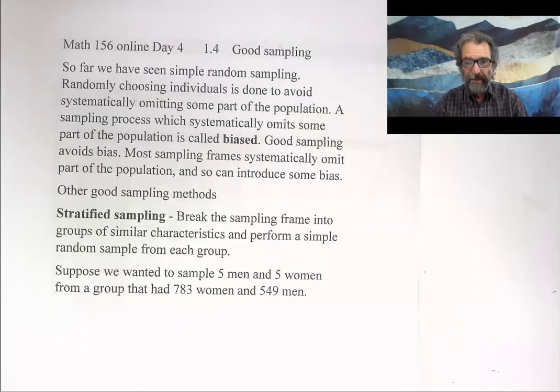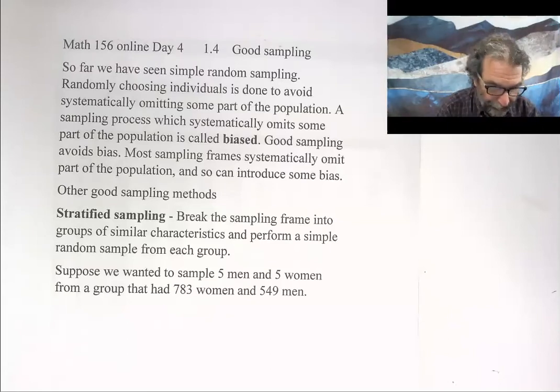Why do we want to avoid bias? We want to make sure that the information we're presenting is representative of the population. We only use part of the population, so we must use a part that has all the components of the population in it in about those same proportions, so we can draw conclusions. Most sampling frames systematically omit part of the population, so the sampling frame itself can introduce some bias. That's life, that's all we can do.